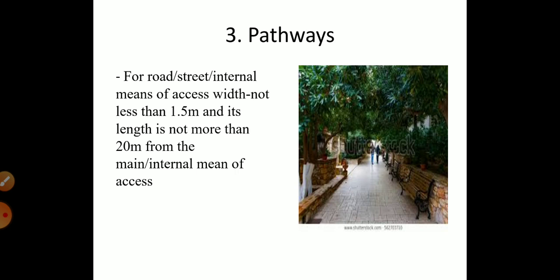Okay. Also there is another thing, the length of the main mean of access should be determined by the distance from the plot, that means from the building to the public street. The length of the subsidiary access way shall be measured from point of its origin to the next wider road on which it meets.